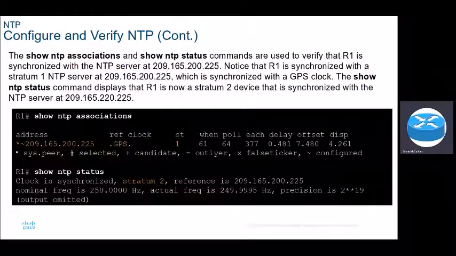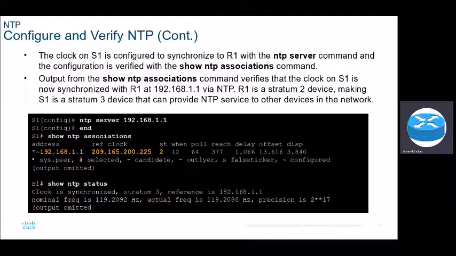Now, you can actually do show NTP associations. And so you can use that to verify that R1 is synchronized with NTP server such and such. Notice that R1 is synchronized with the Stratum 1 NTP server, which is synchronized with the GPS clock. The show NTP status command displays that R1 is now a Stratum 2 device that is synchronized with NTP server such and such. So yes, very close to an authoritative source.